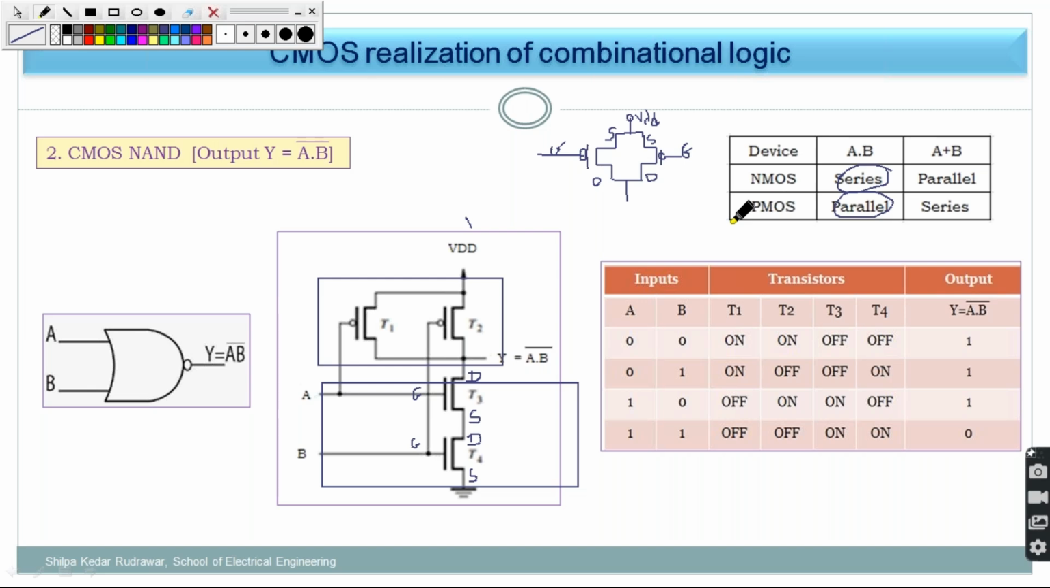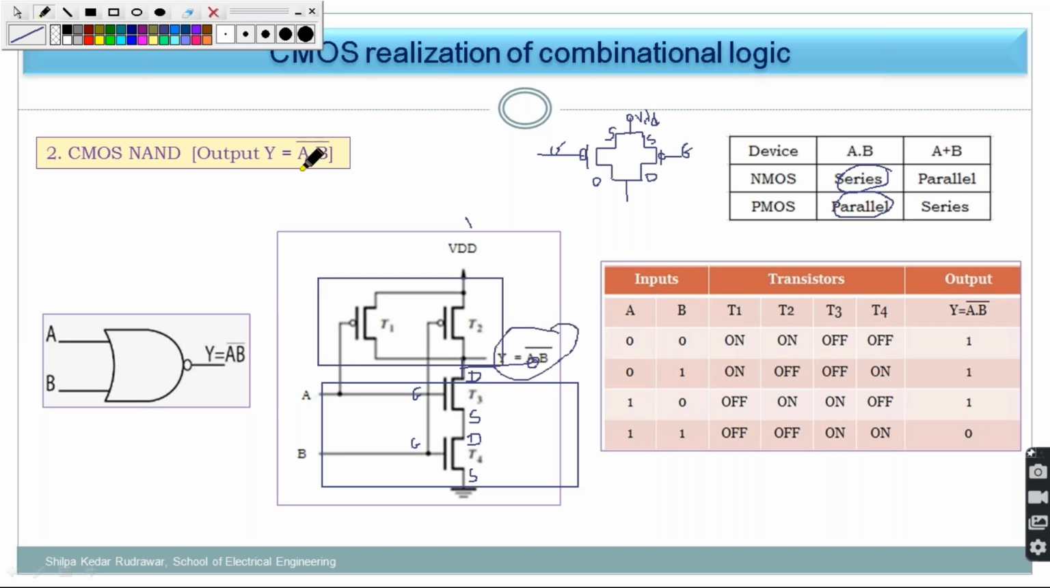So same way you need to draw in your notebook. Parallel means like this and series means like this. As shown in the pull up and pull down network, the intersection of pull up and pull down forms your output. So this is the intersection of pull up and pull down, and from this you have taken the output, and here properly write what type of output you are getting.